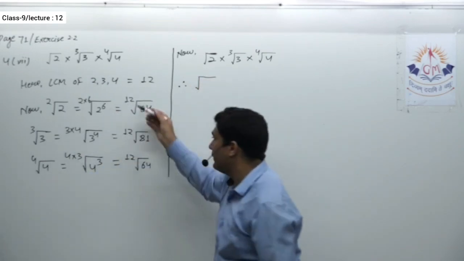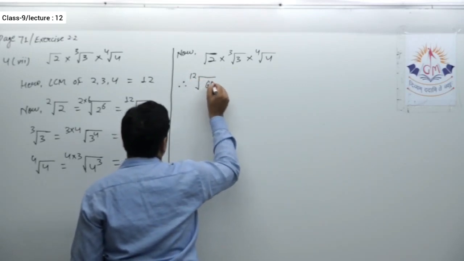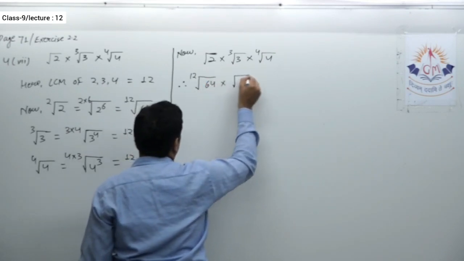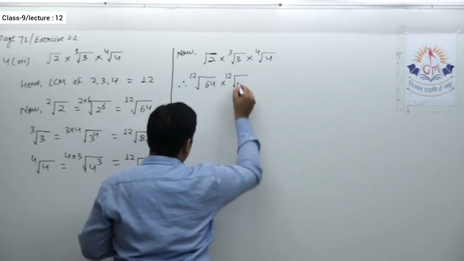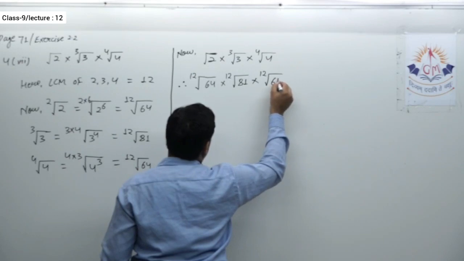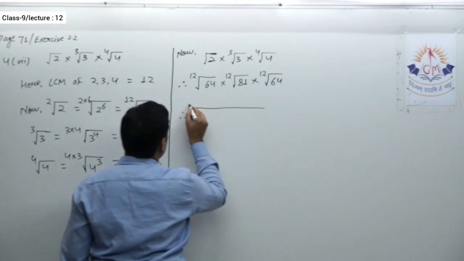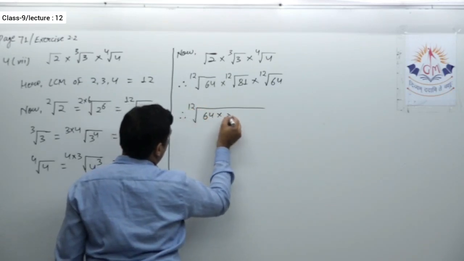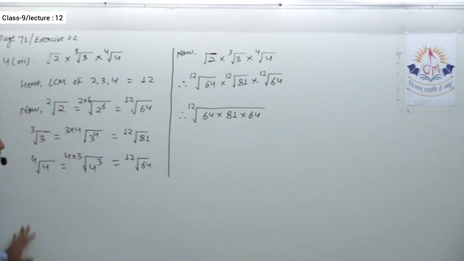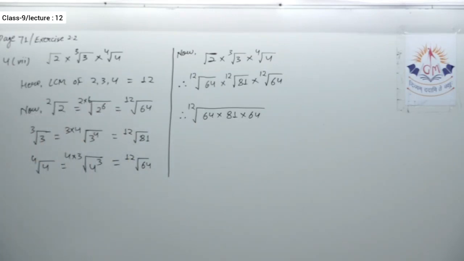So now I write their equivalent surds. Equivalent surds means surds having the same order. 12th root of 64, multiplied by 12th root of 81, multiplied by 12th root of 64. So ultimately this will become 12th root of 64 multiplied by 81 multiplied by 64. So try to multiply this and get the final answer. Then I will give you the final answer.